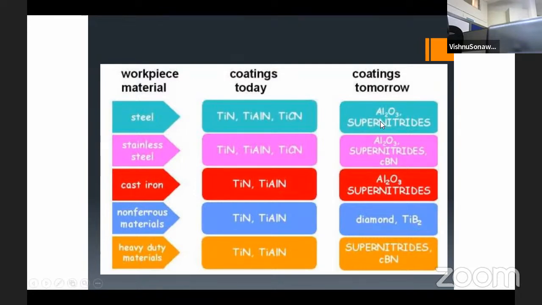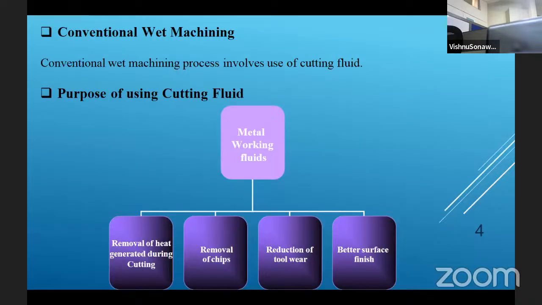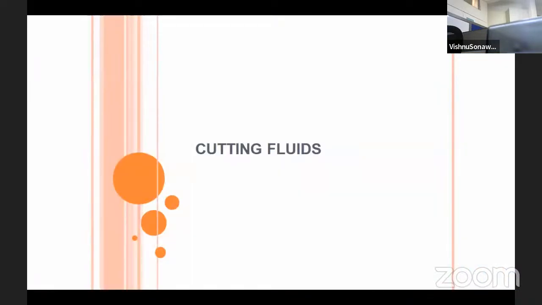These are the most important challenges: how to coat this material onto the cutting tool material by the various coating techniques. This is the most important application, right? Here is one conclusion for high-speed machining. This high-speed cutting speed should be regarded as operations performed. High-speed machining is not necessarily dry machining, but here we can go to cutting fluids. Are cutting fluids required for high-speed machining?